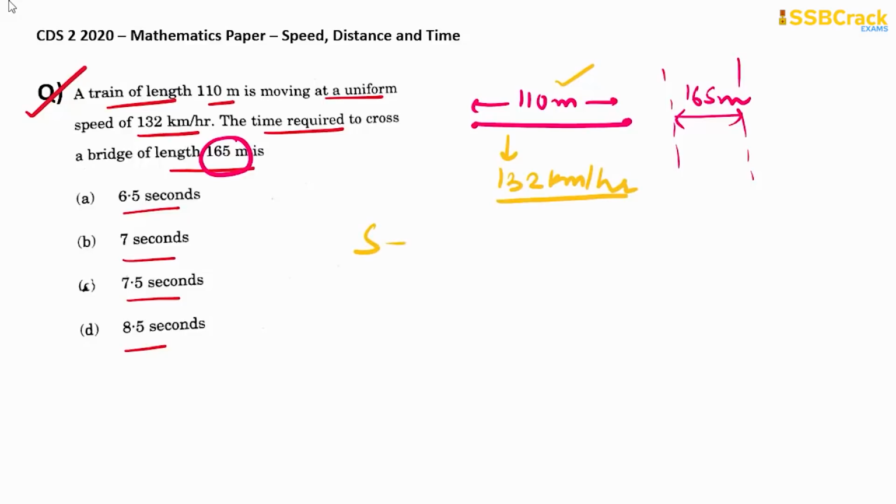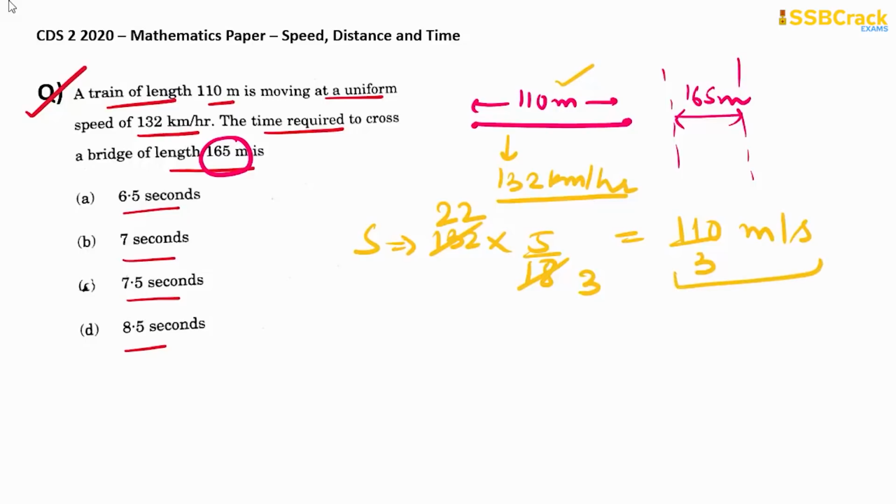So our speed will be 132 into 5 by 18. 6 threes are 18, then 6 twos are 12, then 6 twos are 12. So it will be 110 by 3 meters per second. Now we have got the speed, and what we are required to find out is the time.